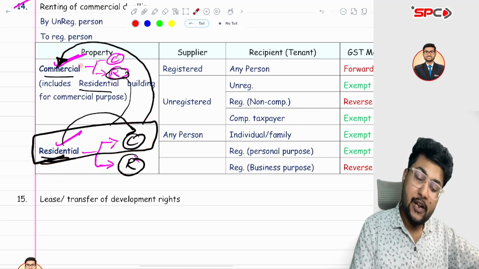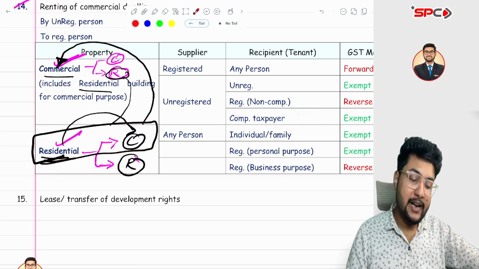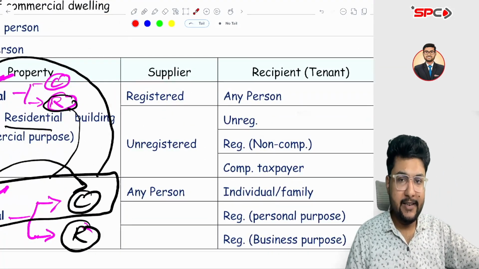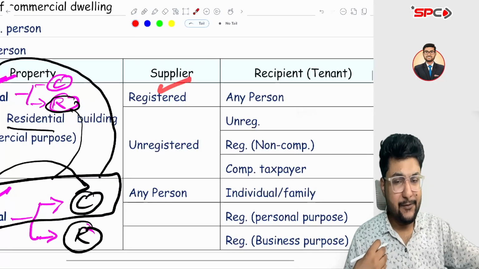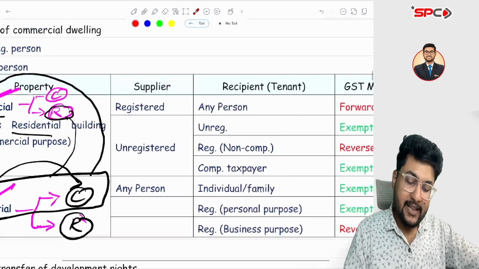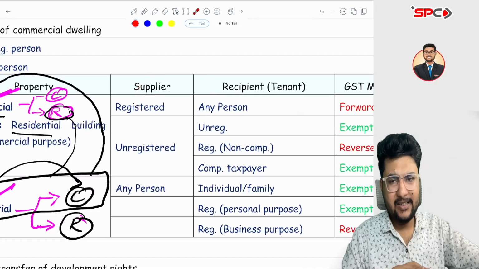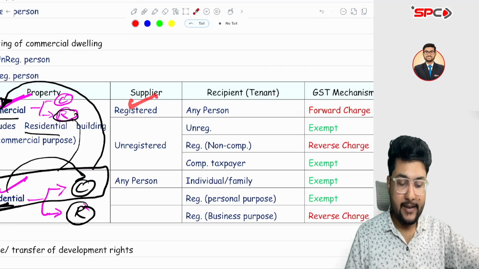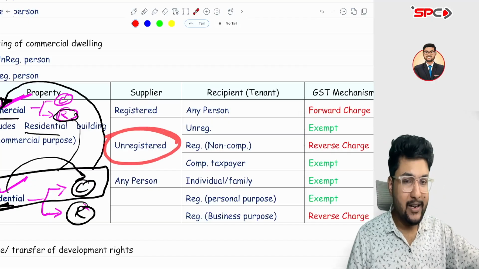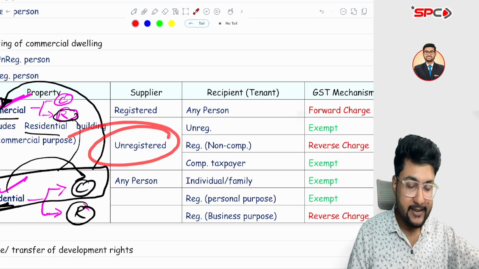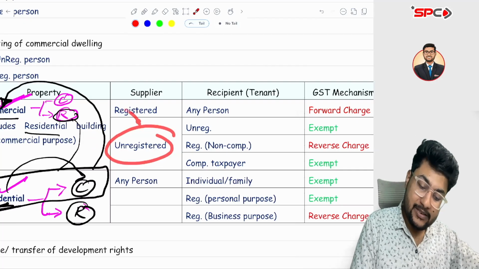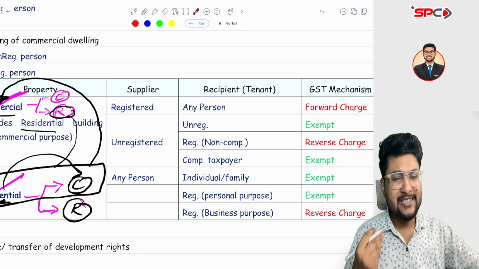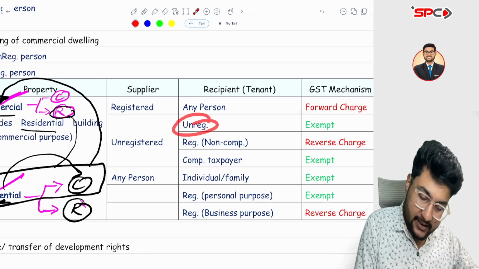Okay. So if you are giving a commercial property on rent, and your landlord is a very big person like DLF or L&T, they are registered. In that case, since they are already registered, whether they are supplying to a registered, unregistered, or composition person doesn't matter. The landlord will always pay the tax. But if the landlord is a very old uncle who just has one property and has not taken any registration, and he has a commercial property and is supplying it to you, since you are a chartered accountant who just started your CA firm and are unregistered, it will be exempt.